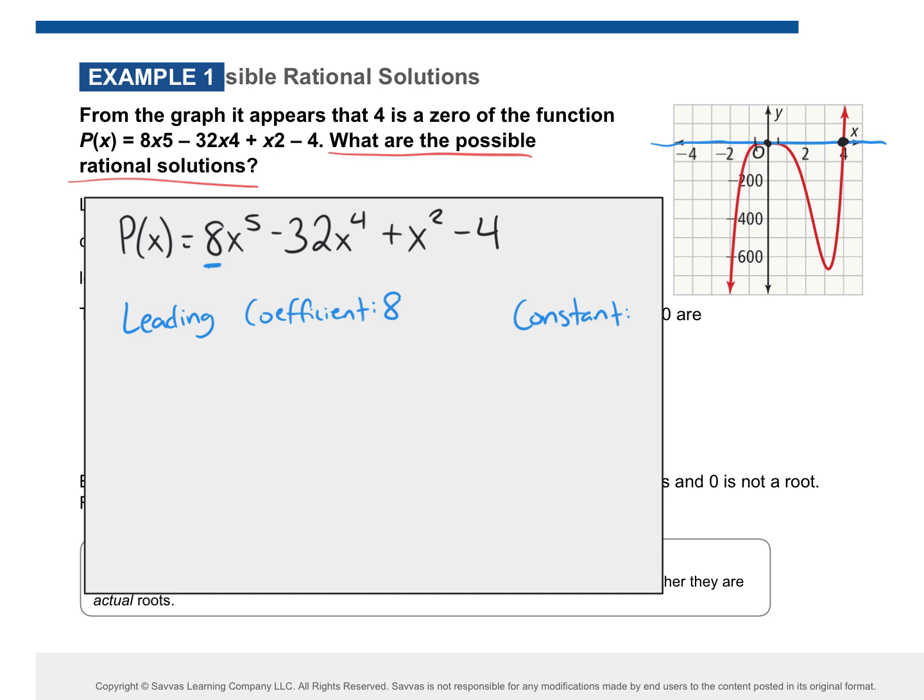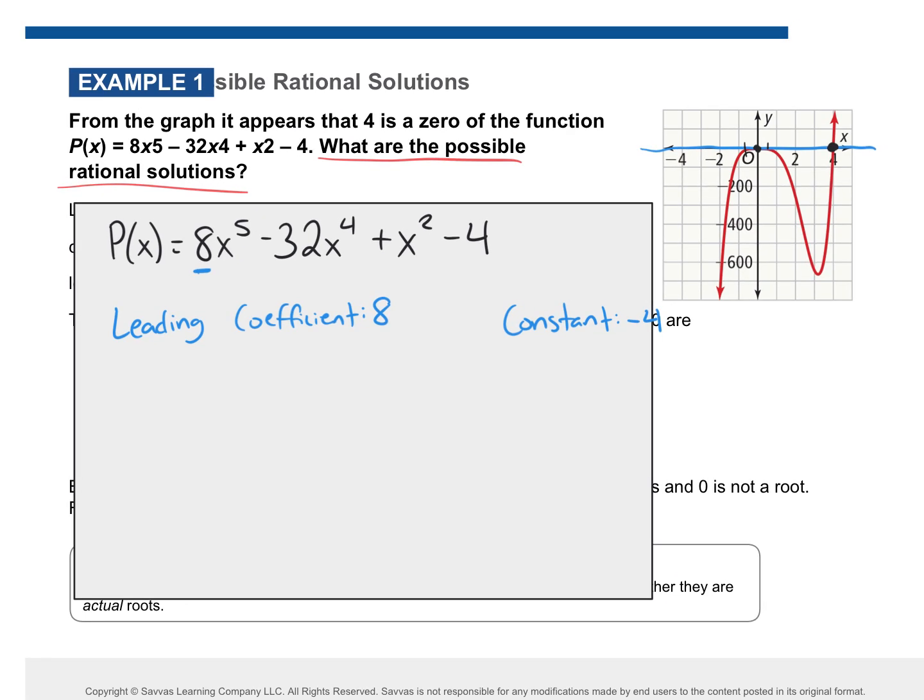Constant is the one without an x value. 4. Yep, so negative 4 is my constant. Okay, so with that, with the leading coefficient and the constant, we want to find the factors of both of those. Okay, so let's start with factors of 8.